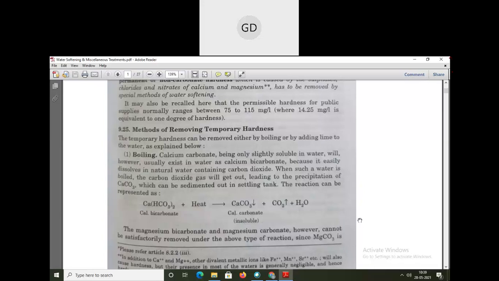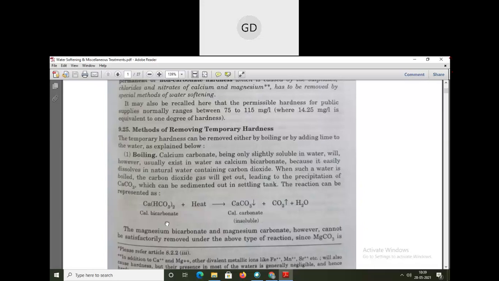It easily dissolves in water containing carbon dioxide gas. When such water is boiled, this carbon dioxide gas evolves out, giving a precipitation of calcium carbonate. You can see the chemical reaction. Calcium bicarbonate, Ca(HCO3)2, plus heat gives a precipitate of calcium carbonate, which is insoluble in water, and also carbon dioxide gas going out, plus water.